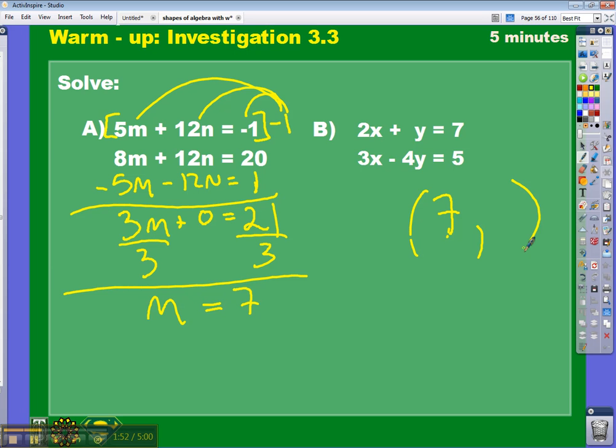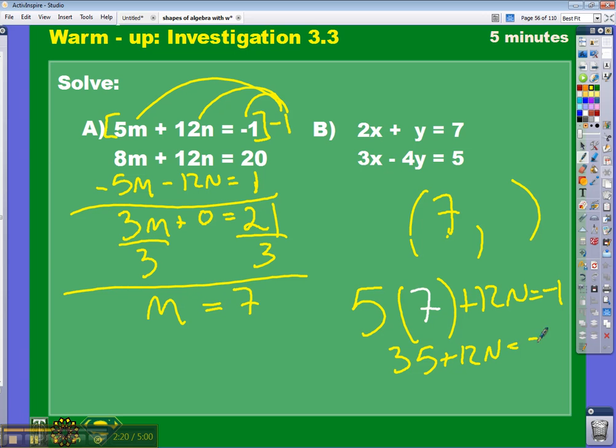Does it matter if I use the bottom equation or the top equation? No. Which one has the smaller numbers, which tends to make it easier? The first equation. So I'm going to rewrite the first equation, but instead of m, I'm going to write 7. So 5 times 7 plus 12n is equal to -1. What's 5 times 7? 35. So we have 35 plus 12n is equal to -1.